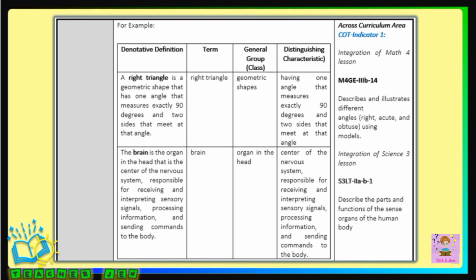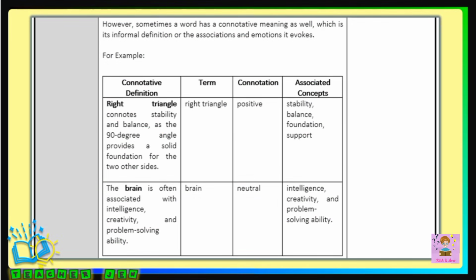As part of my integration, I applied again COT Indicator 1, focusing on the application of knowledge across curriculum area. Here, their previous math lesson about different angles is being tapped. Also, another integration is from their previous Science 3 lesson, in which their knowledge about the parts and functions of the sense organs of the human body is again tapped. By being able to integrate different subject areas, I am helping my students to apply knowledge of content within and across curriculum teaching areas, which can lead to a deeper and more comprehensive understanding of the topics that they are learning.